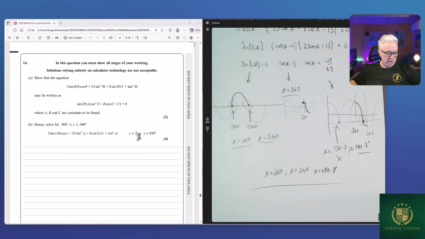So that actually turned out to be, apart from being a little bit challenging with the rearranging, the part B, which was worth more marks, was pretty straightforward.